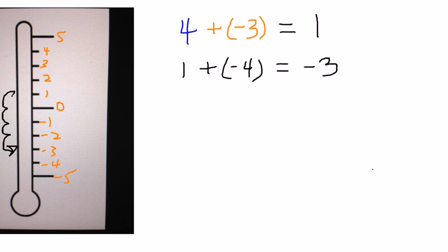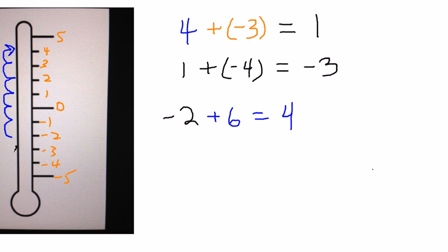Let's say it's currently -2 degrees outside. And a few hours from now, the temperature is going to go up 6 degrees, so I'm adding 6. Starting at -2, because it's becoming 6 degrees warmer, I will move 6 degrees in the upward direction. -2 plus 6 equals +4.